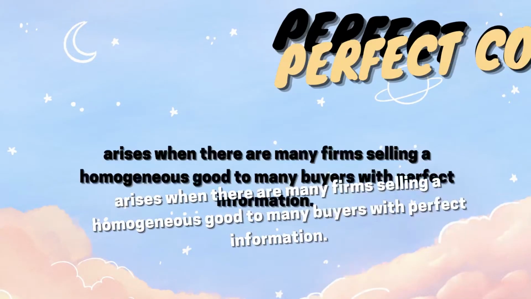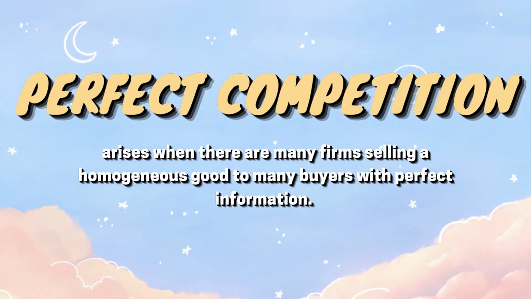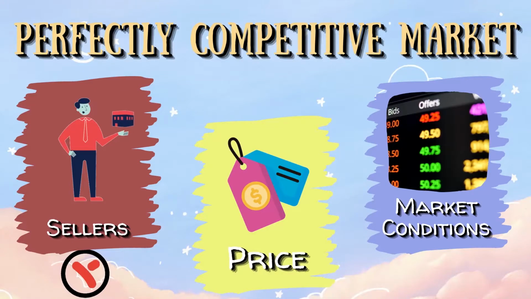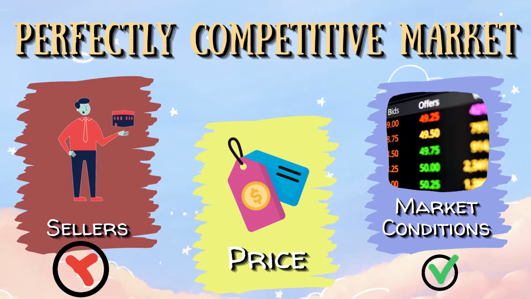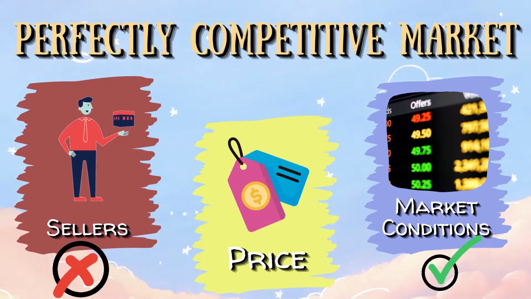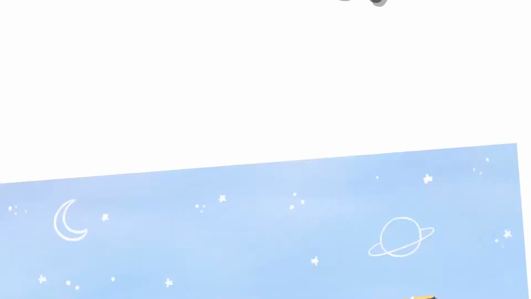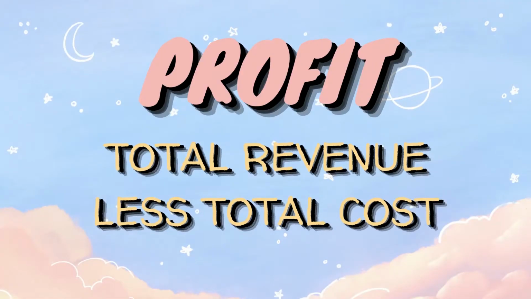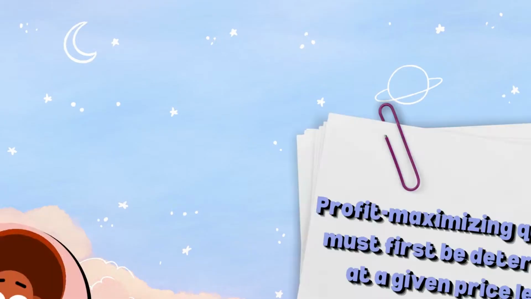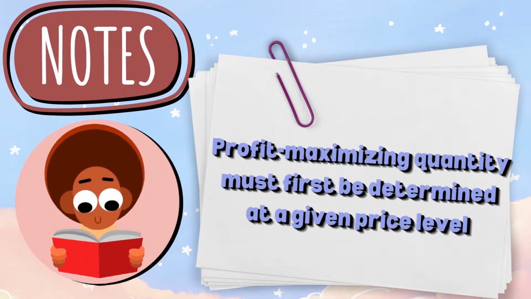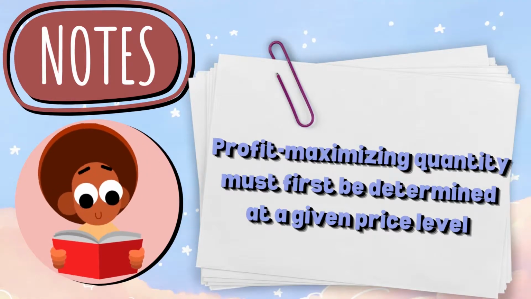Perfect competition arises when there are many firms selling a homogeneous good to many buyers with perfect information. In a perfectly competitive market, the sellers cannot influence the price as it is being determined by market conditions. Since this is the case, the goal of a competitive firm is to maximize profit, which is equal to total revenue minus total cost. This means that competitive firms must first determine the profit maximizing quantity at the given price.